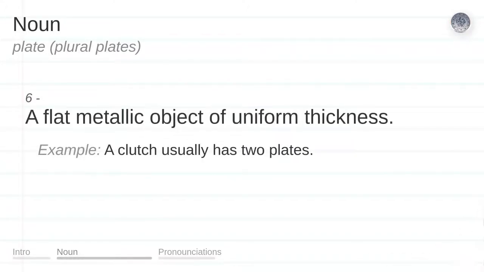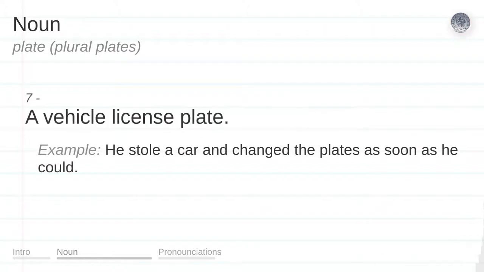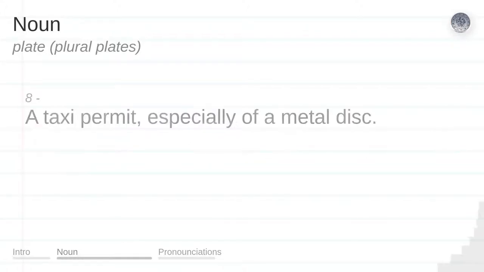A flat metallic object of uniform thickness. Example: A clutch usually has two plates. A vehicle license plate. Example: He stole a car and changed the plates as soon as he could. A taxi permit, especially of a metal disc.